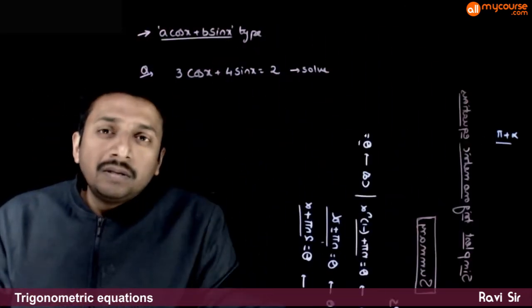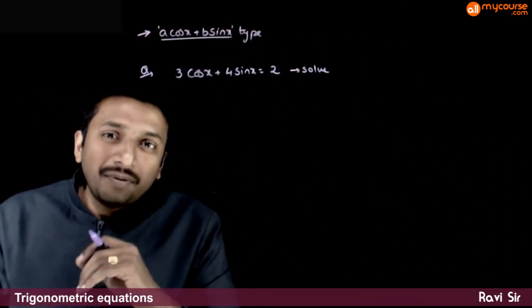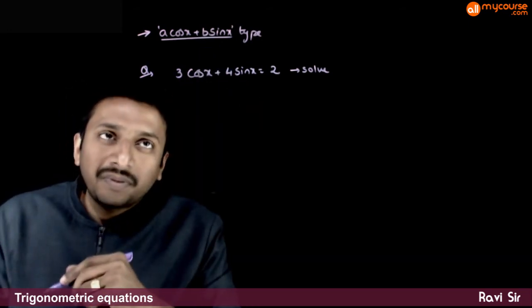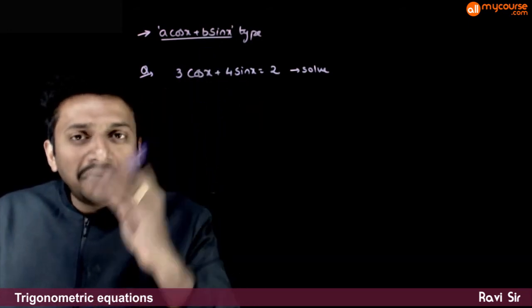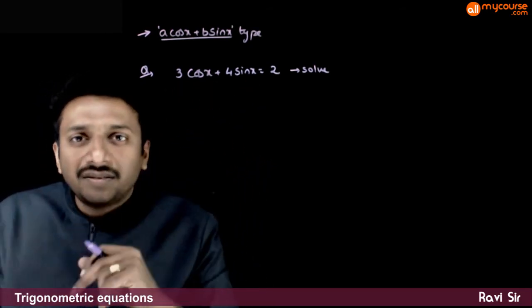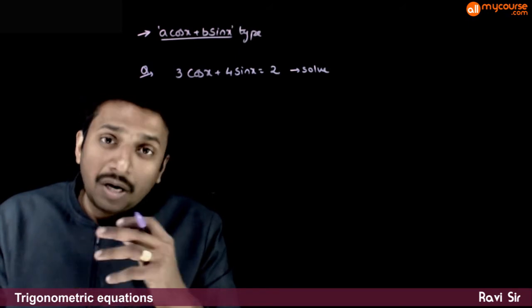In this video, let us look at a very important type of question, which is A cos x plus B sin x type questions. For example, assume that you're given this question. You're asked to solve 3 cos x plus 4 sin x is equal to 2. So how do we solve this?